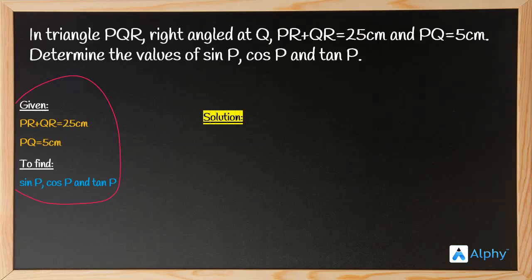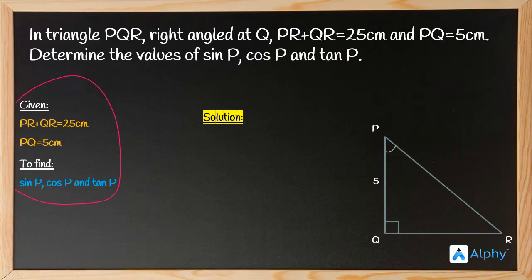Since there's no figure given to us in this question, let's first create the question diagram. So we need a triangle PQR, which is right angled at the vertex Q as given in the question, and we've also marked the side PQ as 5 since it's given in the question. Also guys, the question talks about angle P only, so angle P is also marked in our figure.